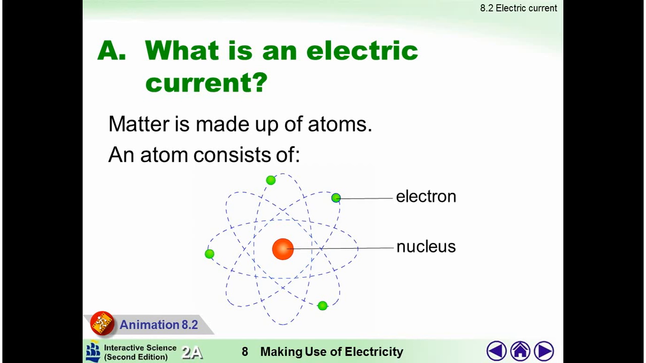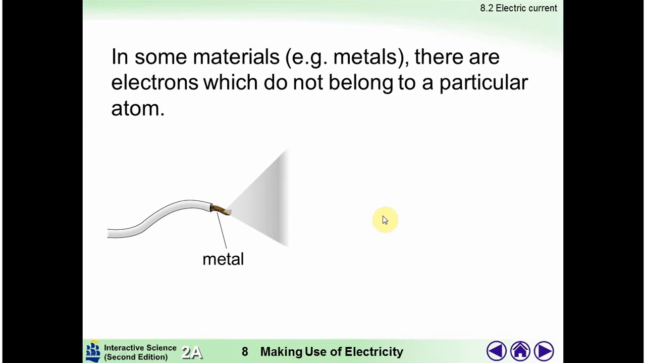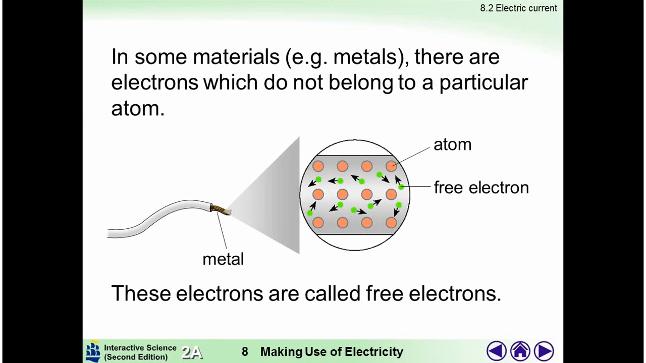Today, we try to learn the concept of electric current. Matter is made up of atoms. An atom consists of a nucleus at the center and some electrons moving around. In some materials, there are electrons which do not belong to a particular atom, for example, like metals.